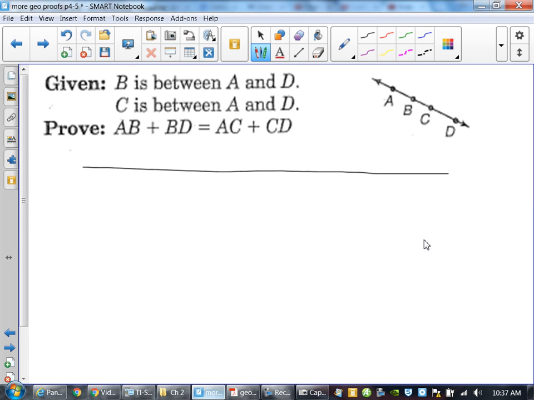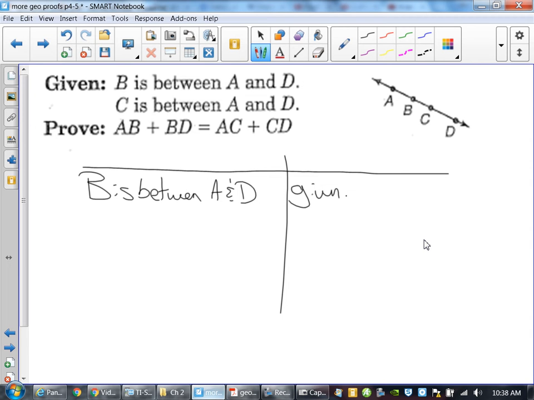Start with the givens. Using the definition of segment addition, or just using segment addition, that's what that means.